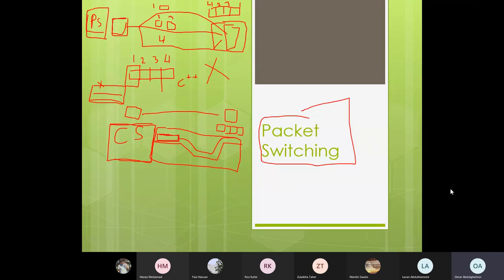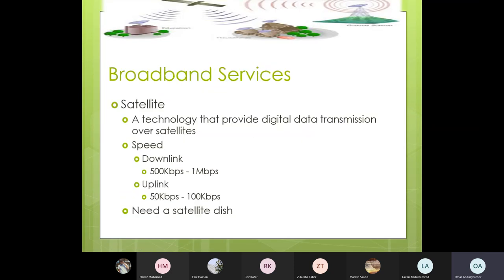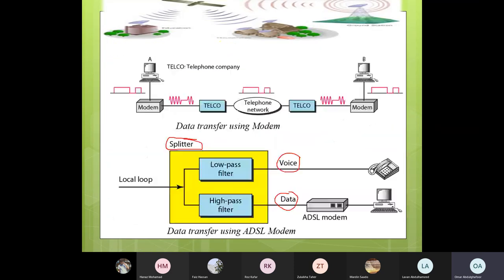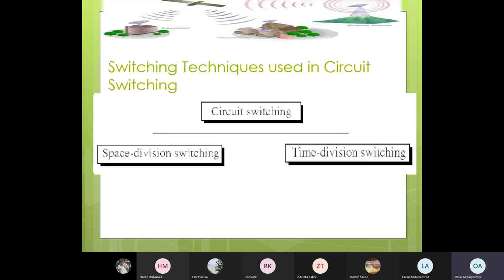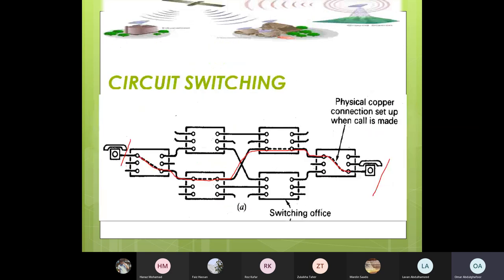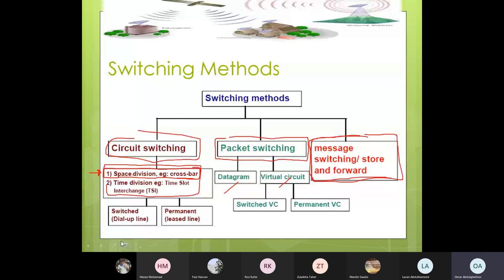So we have done circuit switch and packet switch. We understand the difference between them, and my question is, do we have some techniques in between? If we go back to this one, we can see this one is circuit switching, this one packet switching. So what do you think, which is the technique in between? Now we have this one, and we have this one. What do you think, guys?